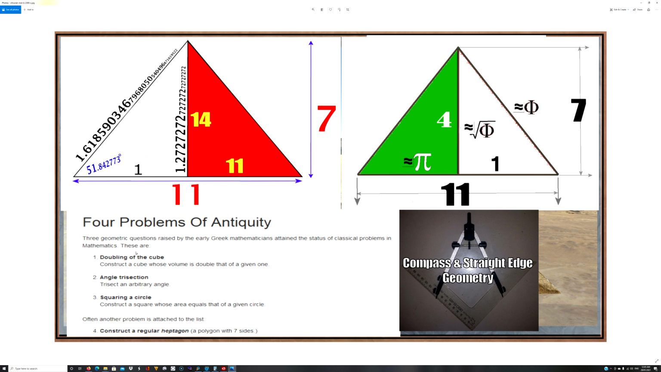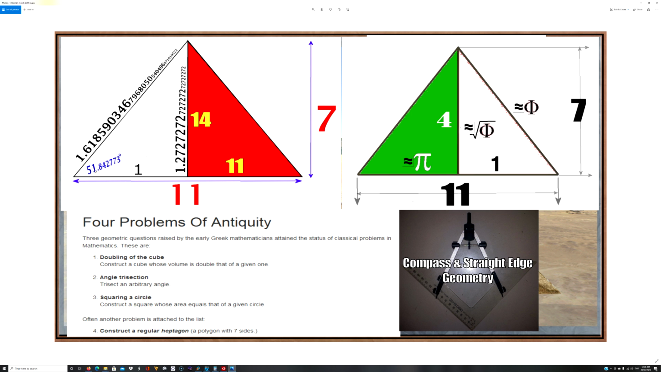But these are now angle trisection. That one's a tricky one. Squaring a circle and constructing a regular heptagon. So a 7-sided polygon or a 7-pointed star. How do you draw that with compass and straight edge geometry? Well, the angle is 51.4 degrees.